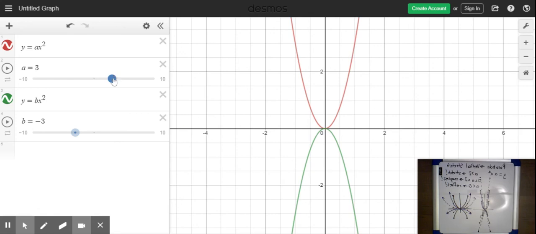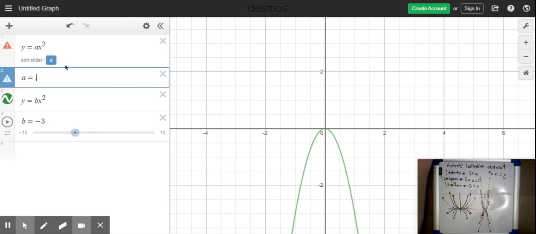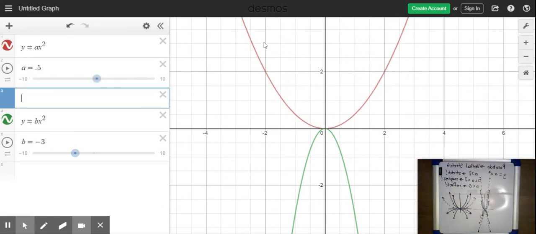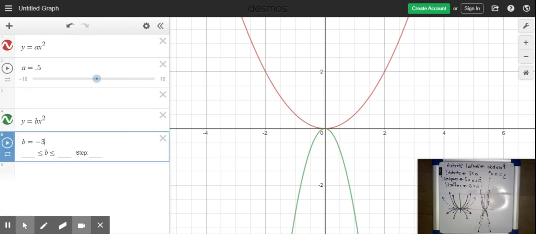Let's see if they were both between 0 and 1. So let's see what happens when a is half. Right, it looks wider because it's been vertically compressed. And let's take a look at -half. Same shape, just reflected over the x-axis. So negative causes it to reflect over the x-axis. If the number is bigger than 1, it stretches vertically. And if the number is between 0 and 1, so like half or -half, it's squished. All right, and that's our quick crash course into vertical stretches and compressions of parabolas.